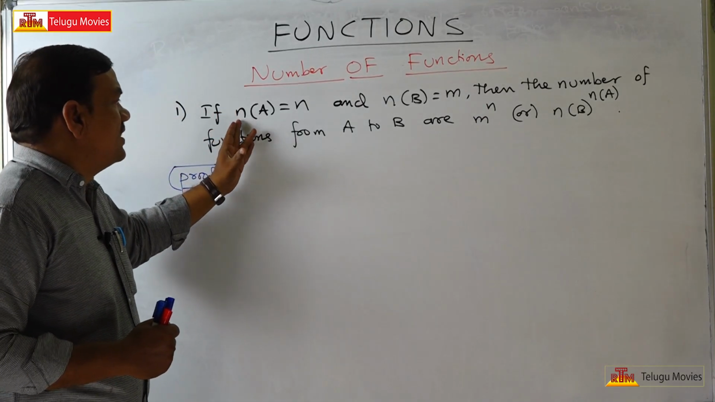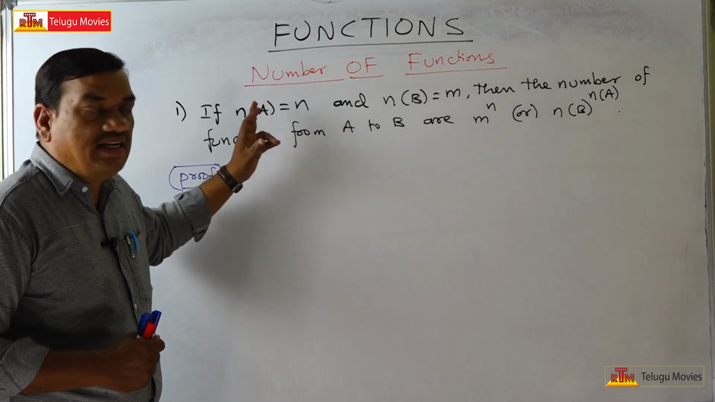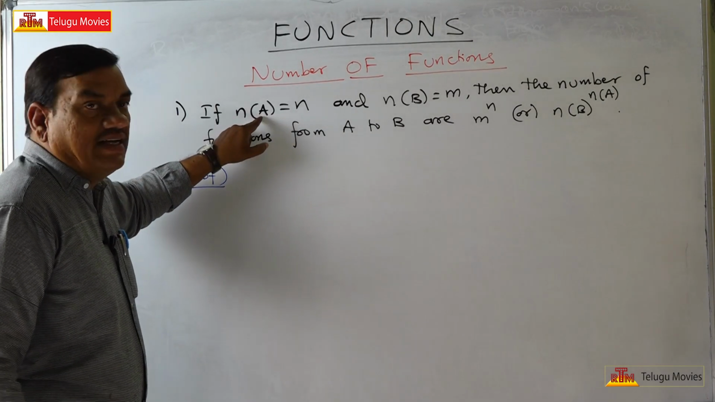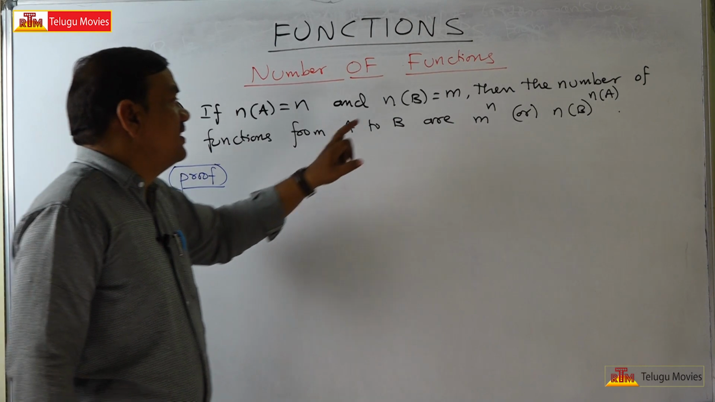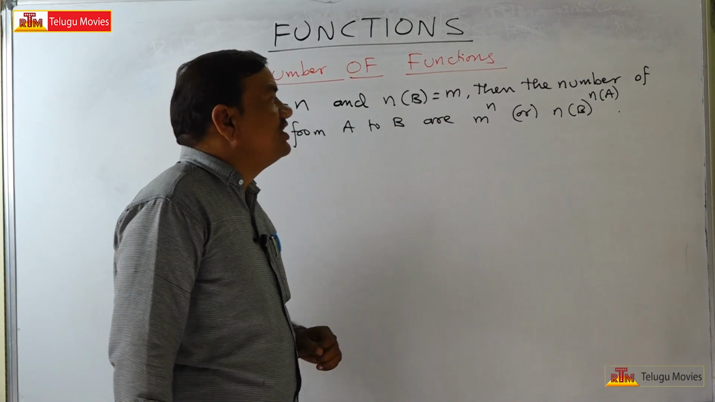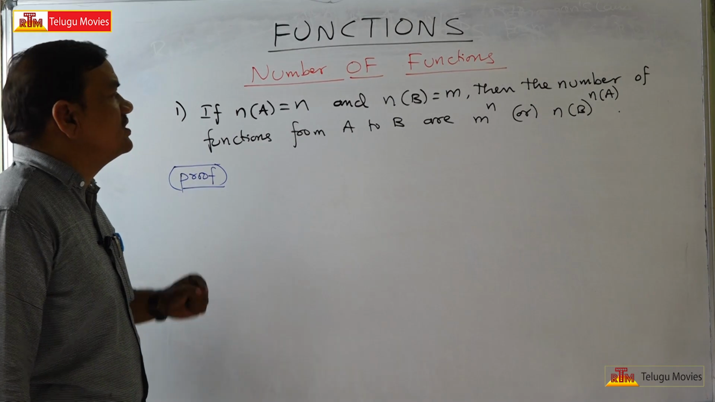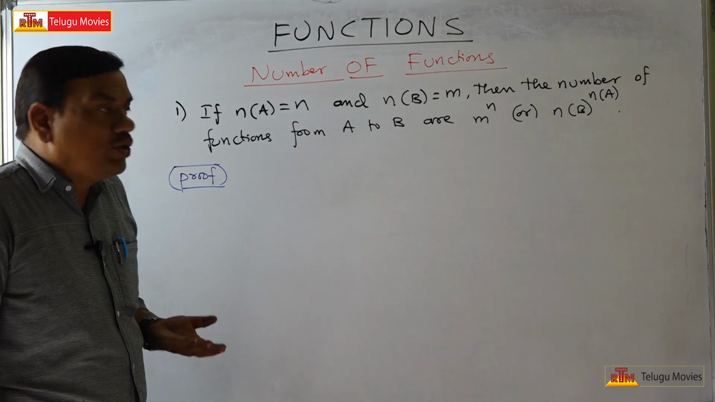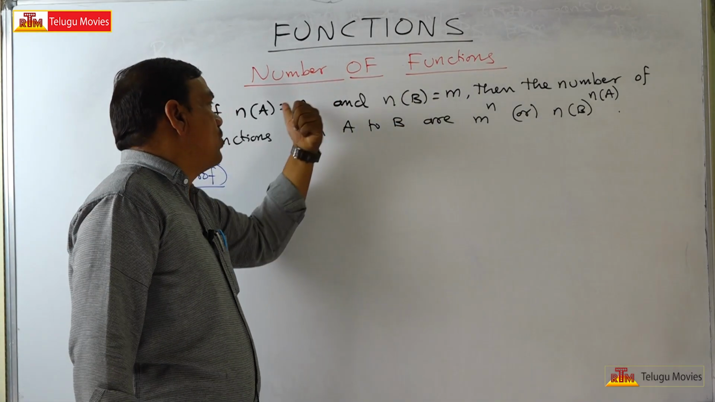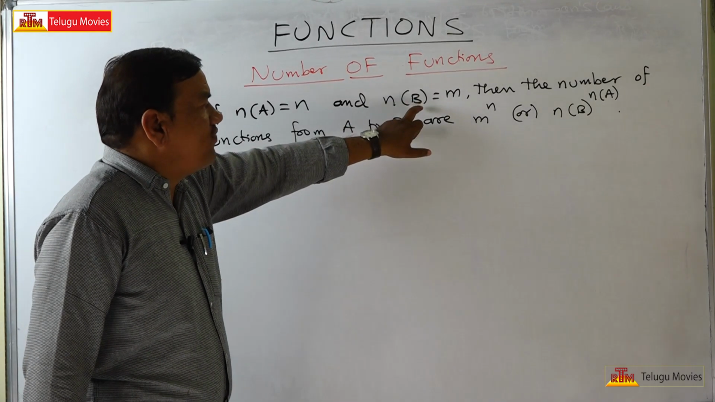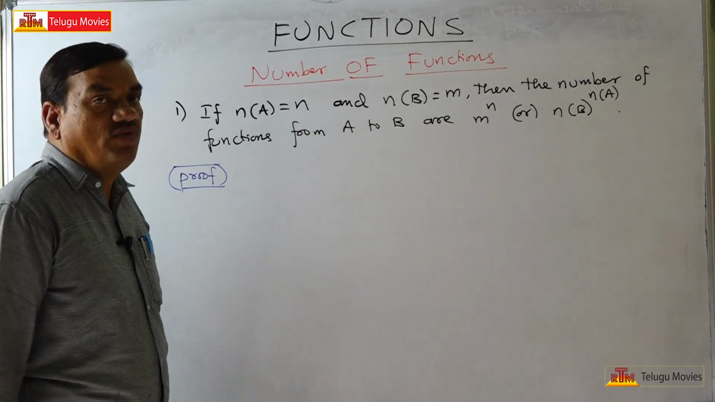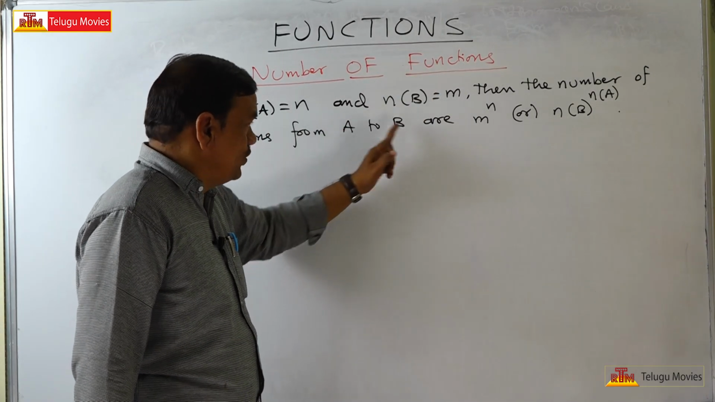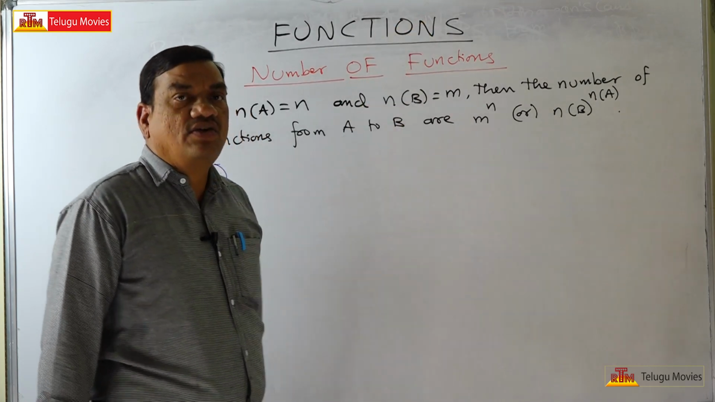Here the number of elements in the set A is n. Don't get confused, for my convenience I am taking the set A to contain n distinct elements and the set B to contain m distinct elements. Then the number of functions from A to B is m to the power of n. To remember it easily, it is n(B) to the power of n(A), that means the number of elements in B to the power of the number of elements in A. If it is A to B, it is B to the power of A. If it is B to A, it is A to the power of B. That way you can remember.